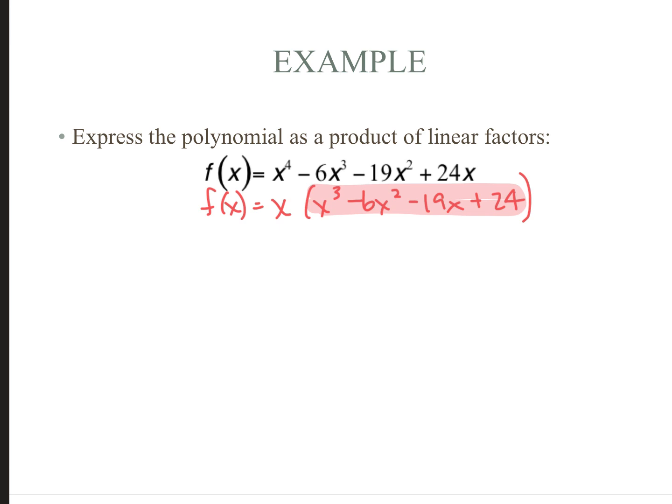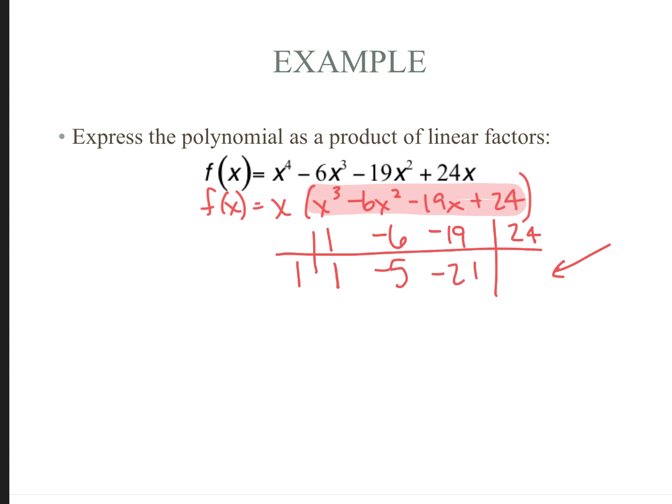Okay, so what we're going to do is use what we did in the last example, and see if we can find a factor using synthetic division. So I'm going to guess, and I'm going to try 1. Let's see if 1 comes out okay in synthetic division. Let's see if I get a remainder of 0. So I bring down the 1. 1 times 1 is 1. Adding, I get negative 5. Multiplying, I get negative 5, which gives me negative 24.